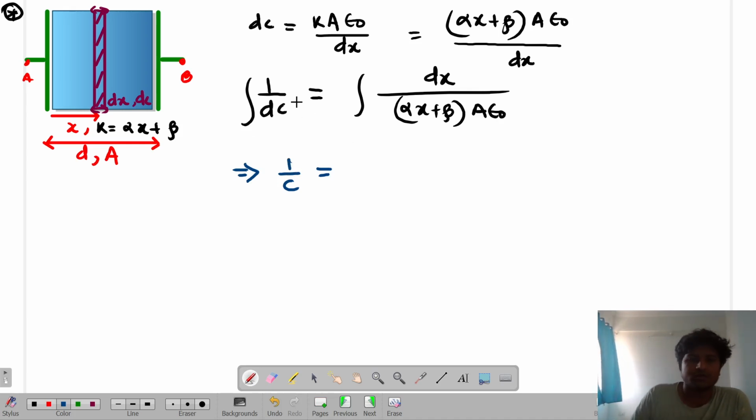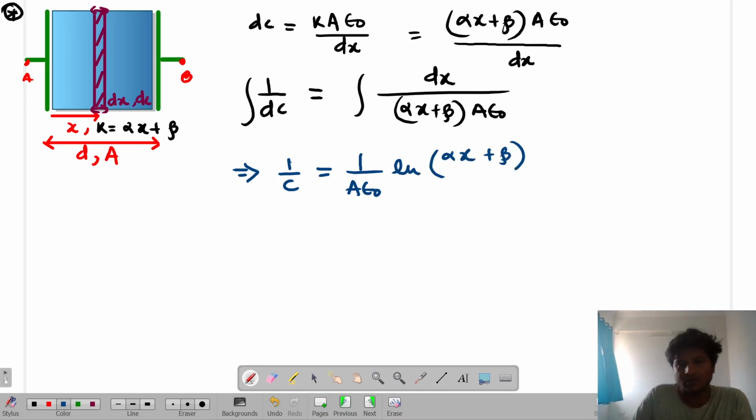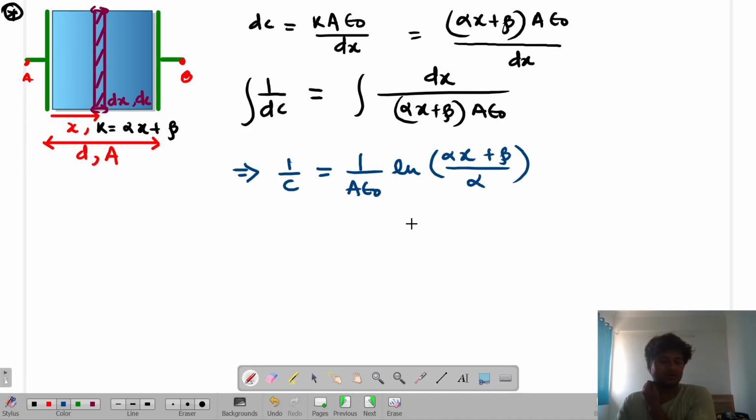So 1 by C is equal to the integral of dx. So 1 by A epsilon naught will be common, and this is looking like the 1 by x dx form, or not? Do you know this integration or should I teach you? So it is what? ln x. How much is it? Alpha x plus beta. And with the x there is a coefficient over there, or not? So it must be divided also. Is that clear or not? Are you able to get it? One minute. Alpha x plus beta.